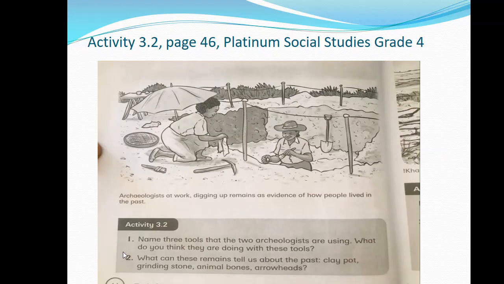Question 2, you are not answering according to the picture above. You have to state what these remains can tell us about the past: the remains of the clay pot, the grinding stone, animal bones, and also the arrowheads. What can these remains tell us about the past?